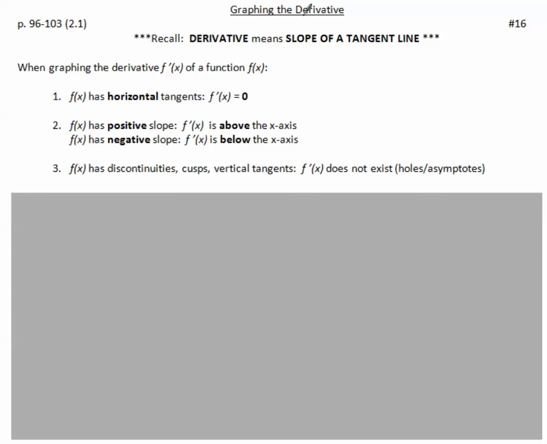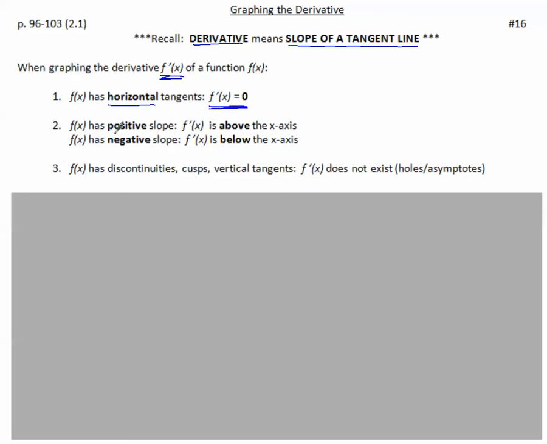Let's discuss graphing the derivative. Remember, the derivative means slope of a tangent line. So here our goal is to graph the derivative given a function f of x. Start with the easiest part, where f of x has horizontal tangents. That's going to be where the zeros of f prime of x are, the derivative.